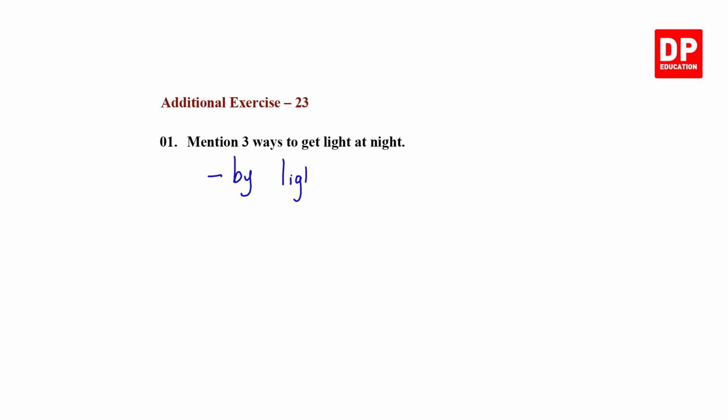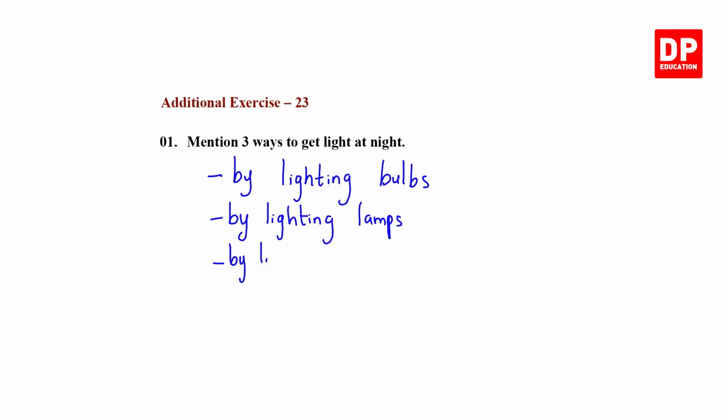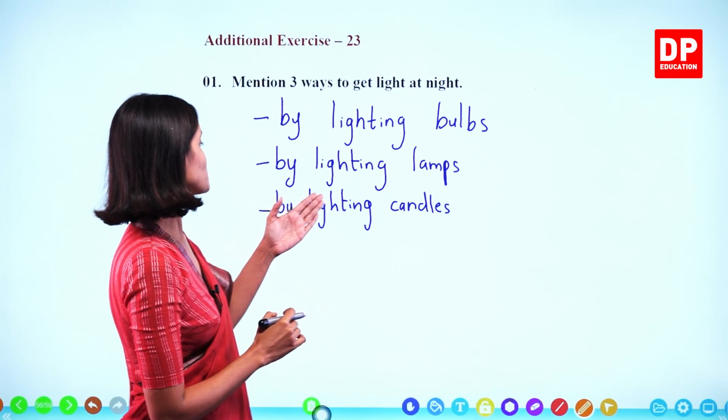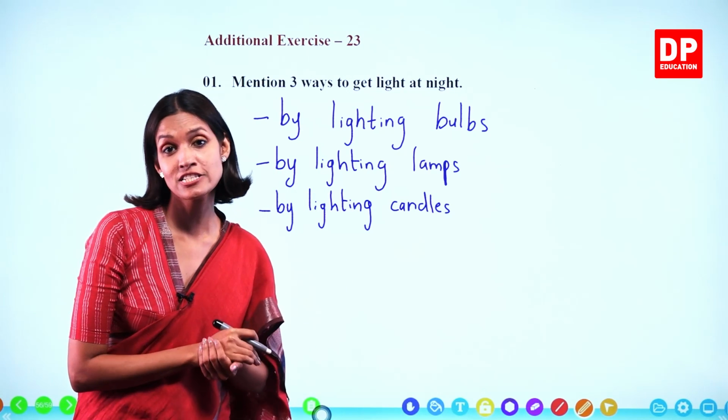By lighting bulbs, by lighting lamps, by lighting candles. By lighting bulbs, lamps, and candles, we can get light at night.